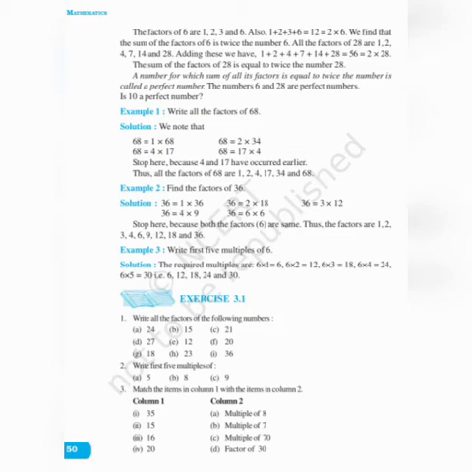So perfect number means what? If I add all the factors, that answer should be twice that number. Then that number is called a perfect number. Okay, did you understand the definition of perfect number clearly?